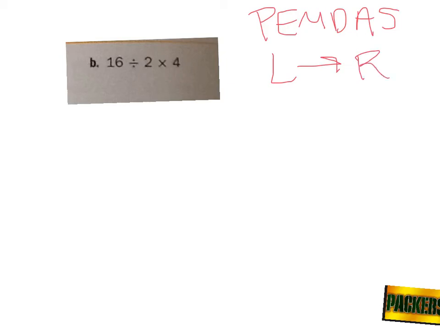So if I'm doing the letter B, I have 16 divided by 2 times 4. I need to go left to right. Multiplication and division are together. So I can solve it like that. So first I'm going to take 16 divided by 2, which I know is 8, and then I need to copy down everything else. So lastly, I take 8 times 4, which is 32.